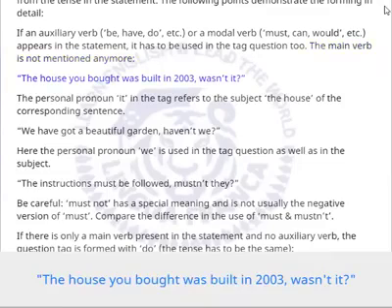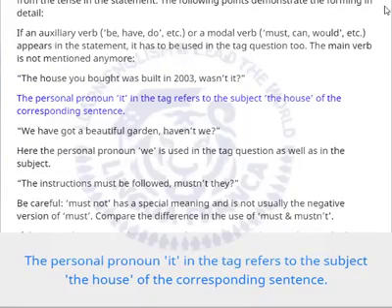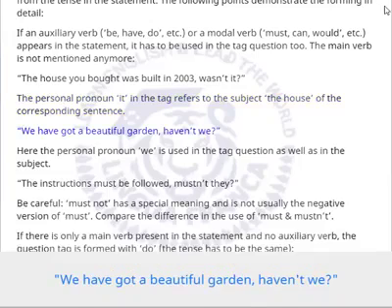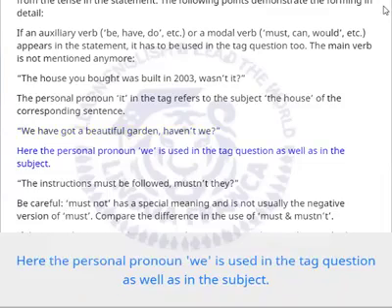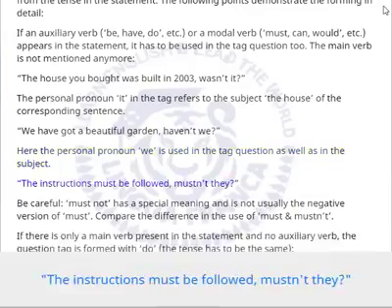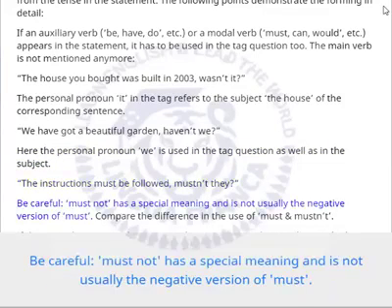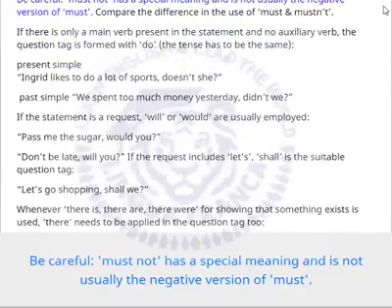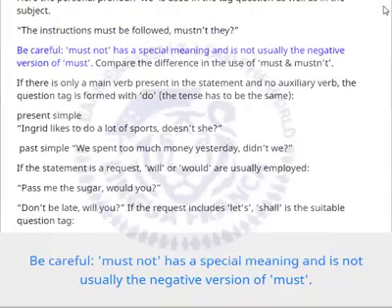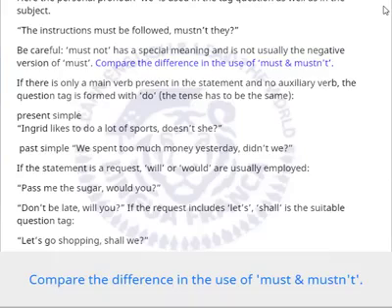The house you bought was built in 2003, wasn't it? The personal pronoun it in the tag refers to the subject, the house, of the corresponding sentence. We have got a beautiful garden, haven't we? Here the personal pronoun we is used in the tag question as well as in the subject. The instructions must be followed, mustn't they? Be careful, must not has a special meaning and is not usually the negative version of must. Compare the difference in the use of must and mustn't.